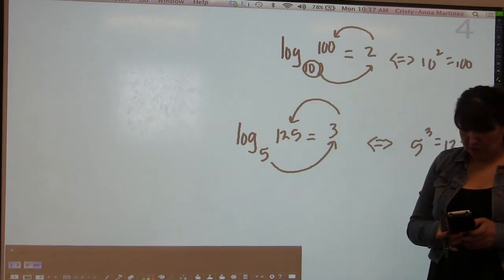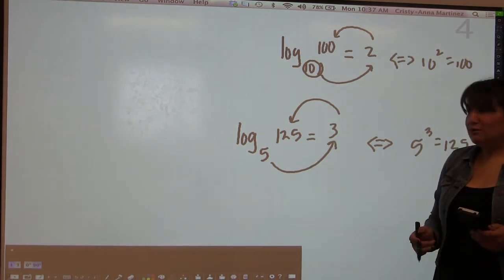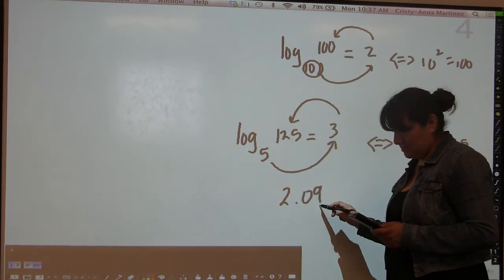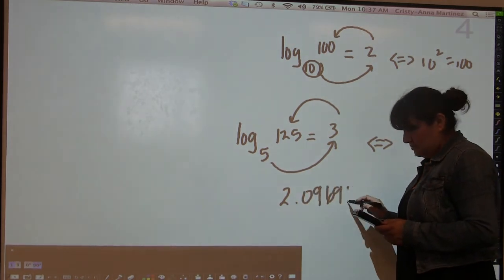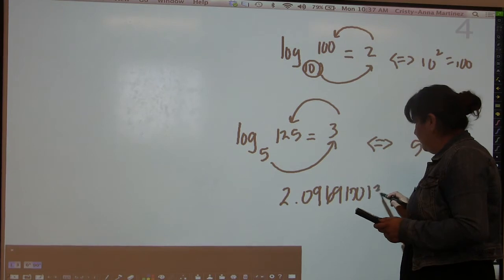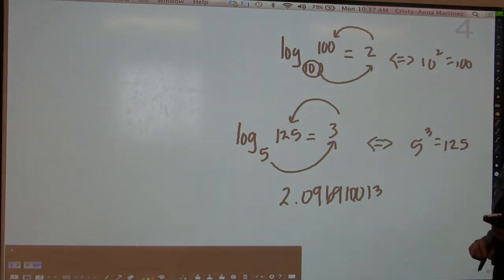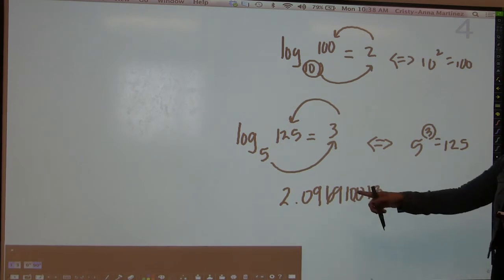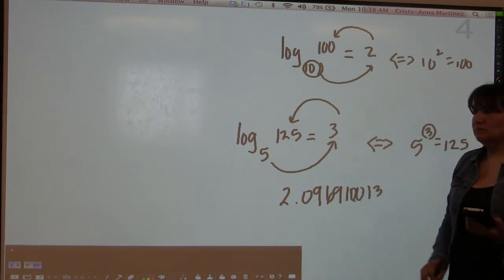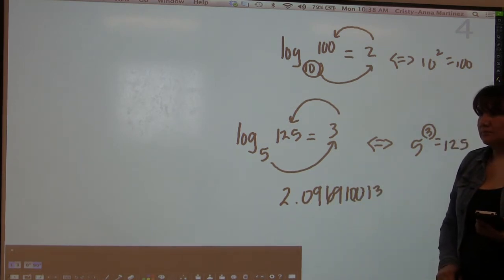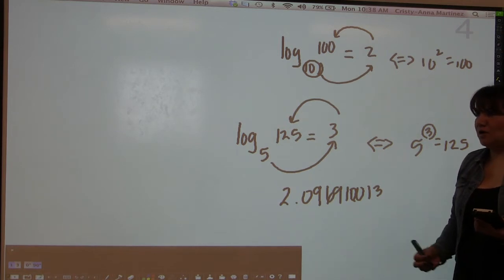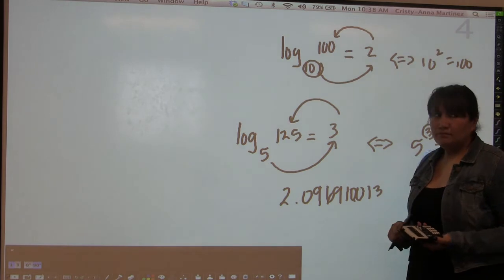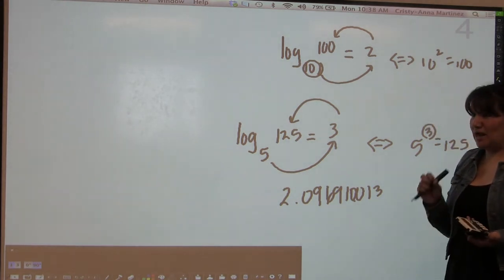And you're going to get something not so nice. What did you get? 2.09. But the answer's supposed to be 3. That's not even close to 3. Our calculator is not good enough. Why are you hating on your calculator? The problem is, that's what I just said. Your calculator is automatically working in base 10.